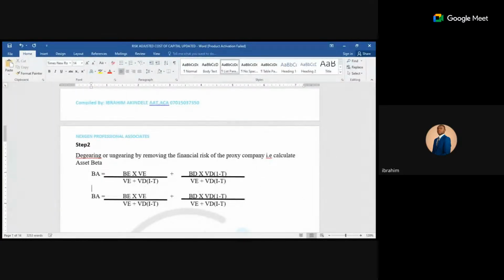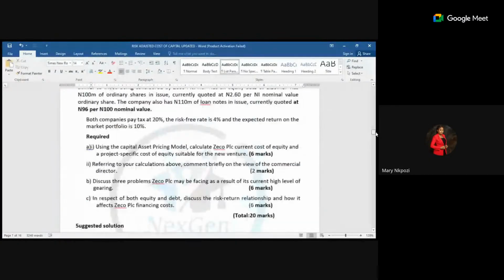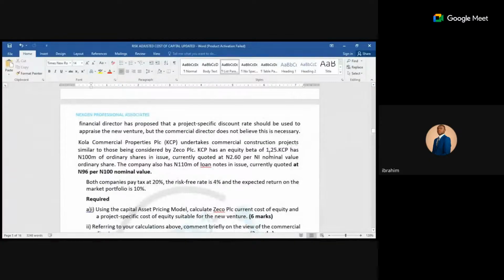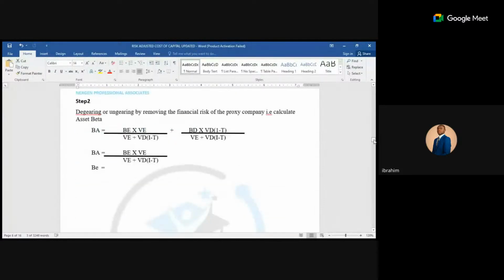Since this is not given, debt beta will be equal to 0. So we don't need these parts, because debt beta is not given. So the equity beta of the project company. Let's quickly check. What is the equity beta? 1.25. Okay, thank you so much. Can you see it, class? 1.25.